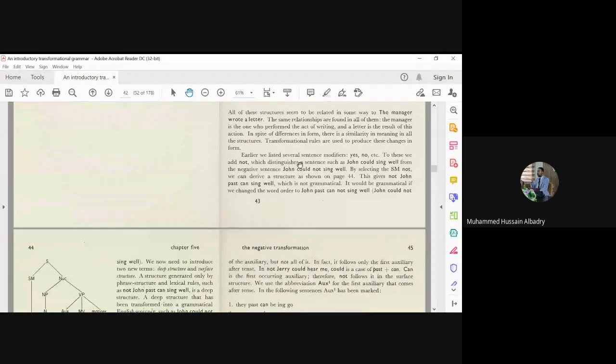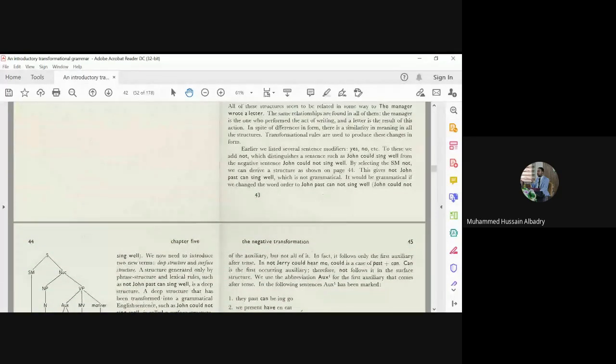Earlier we listed several sentence modifiers. احنا مو قلنا sentence modifier. Remember sentence modifier SM. قلنا sentence modifier is what? Yes, no, of course. راح نشوف to this we add not, and not we can consider it as sentence modifier. Sentence modifier we add it at the beginning. شوفوا راح تشوفون شيء يعني new. We add not as sentence modifier.